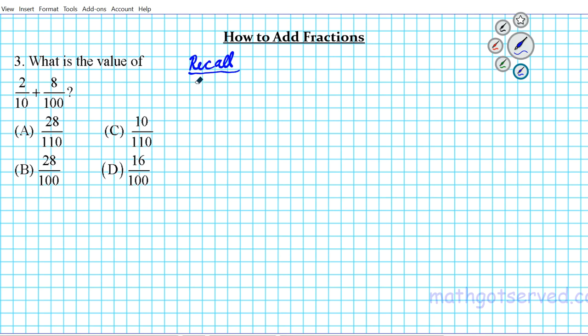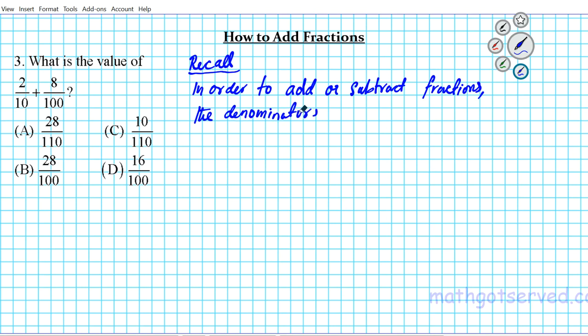Recall, in order to add or subtract fractions, you have to meet a specific condition, okay? In order to add or subtract fractions, the denominators must be what? The denominators must be equal. They must be equal to that number called the lowest common denominator, okay? They must be equal to the LCD.